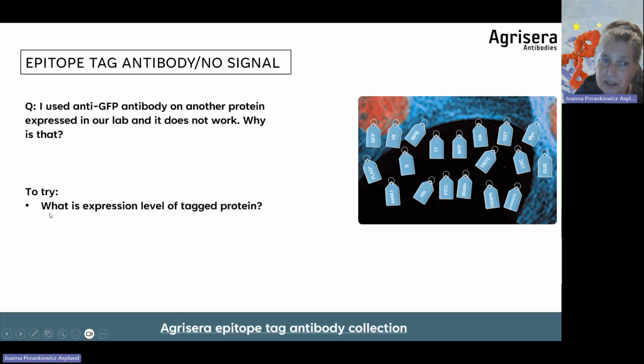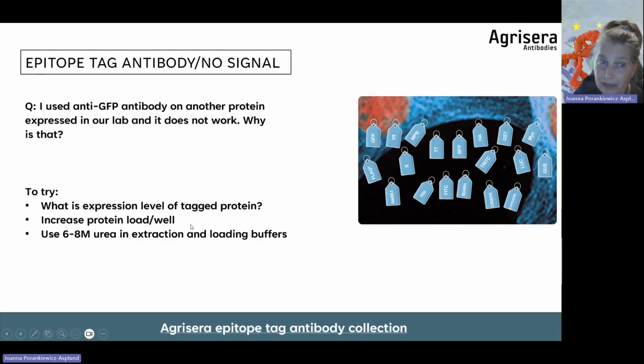What you can try: you first need to consider if the expression level of your tagged protein was high enough, because antibodies have a certain detection limit. If the level of your expressed protein is too low, that may lead to lack of detection. In such a case, you can increase protein load per well. You can also include the denaturant, 6 to 8 molar urea, in the extraction loading buffer. What this denaturant will do is unfold your target protein and allow the antibody to bind.